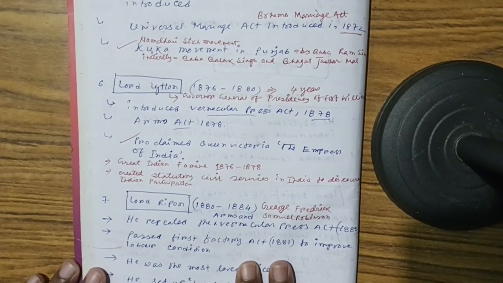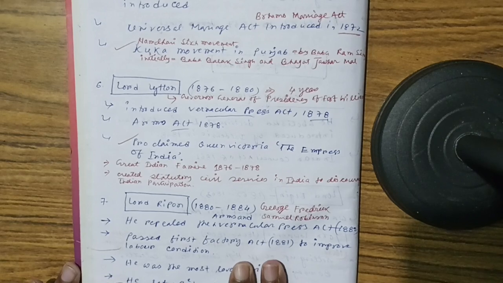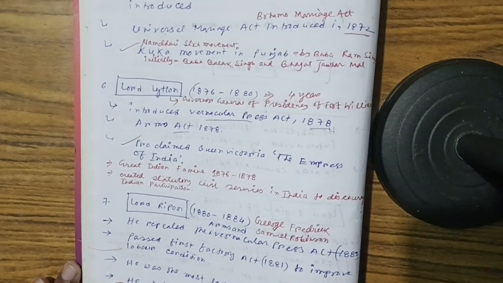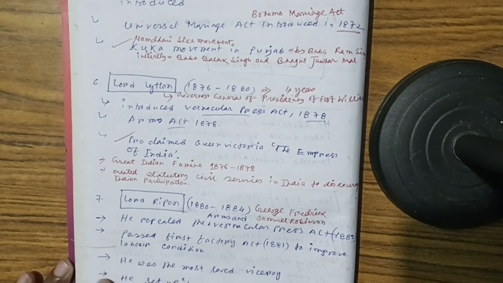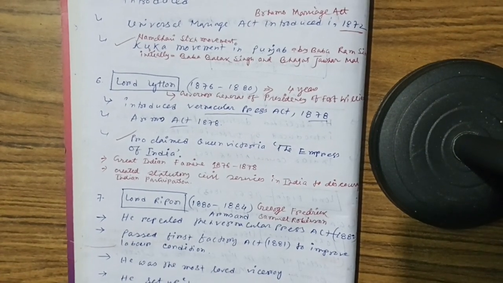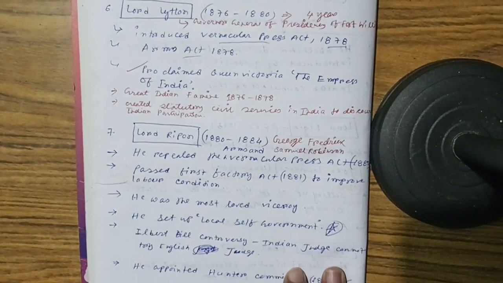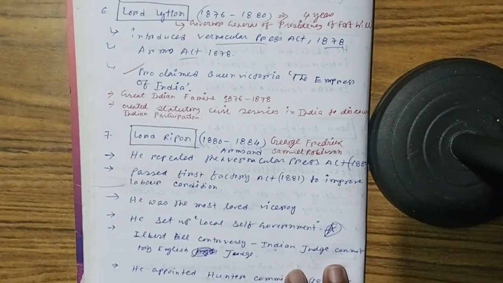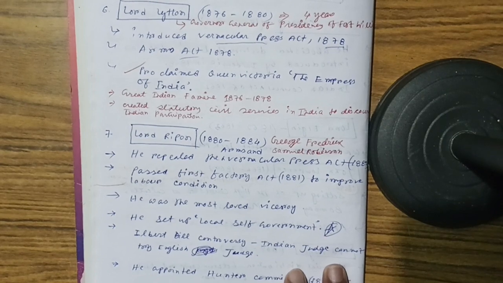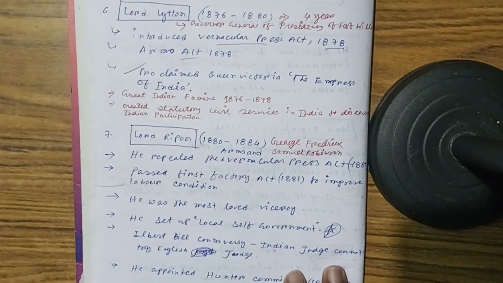Created statutory civil services in India to discourage Indian participation. You can see the kind of policies which were taken by Lytton. Absolutely a blunder. Anti-Indian sentiments were very much within him.